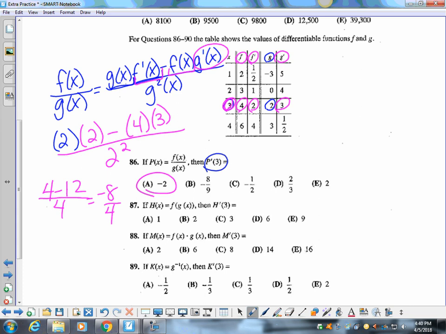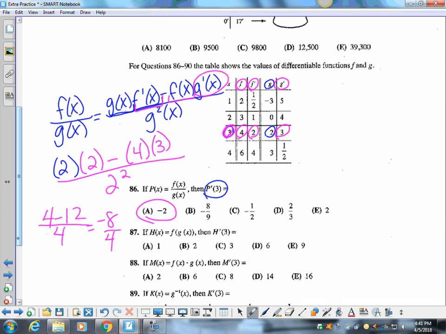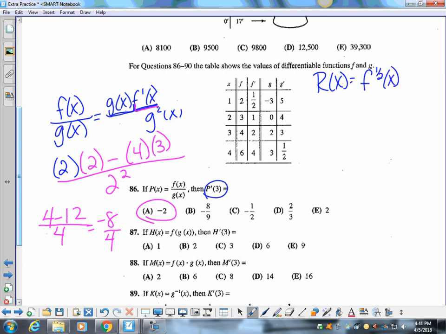All right, very last one, number 90. And number 90 has to do with this chart, so we're going to write it down and then come back to the chart. It's the square root of f of x is r, and then I want r prime of 3. Okay, so I'm going to come back here and erase all this mess off my chart. Okay, it is r of x equals the square root of f of x. I'm just going to go f to the 1/2. And I want r prime of 3.